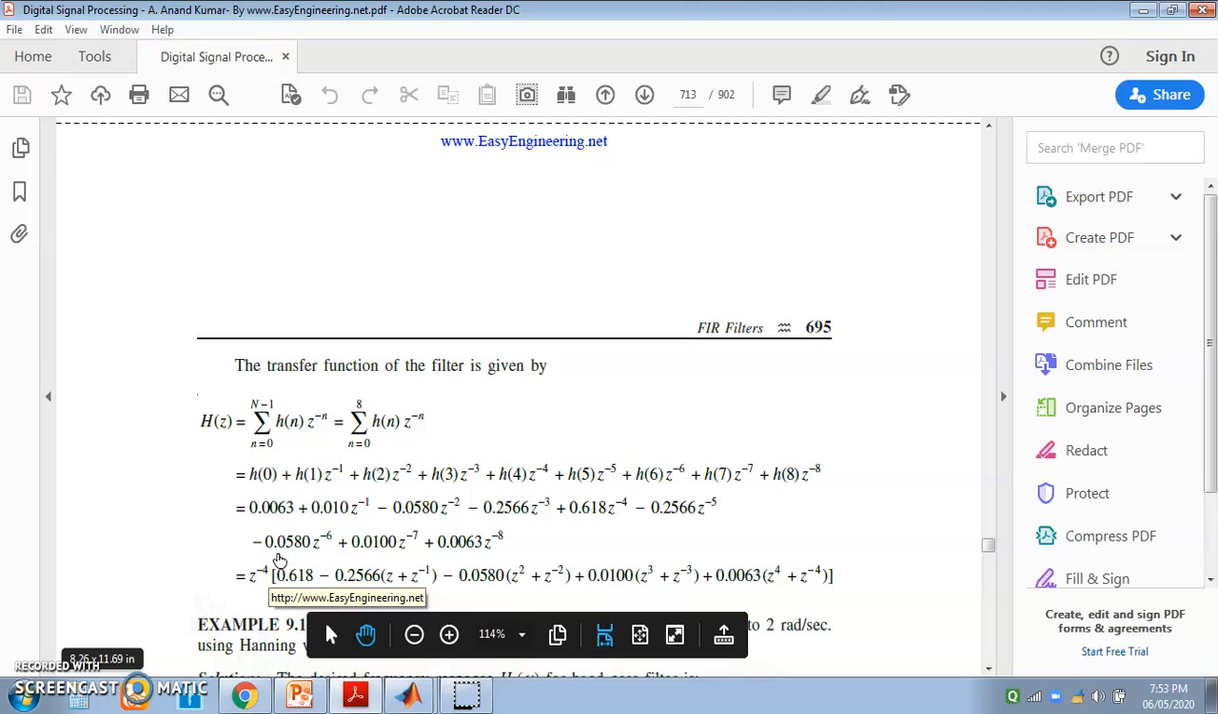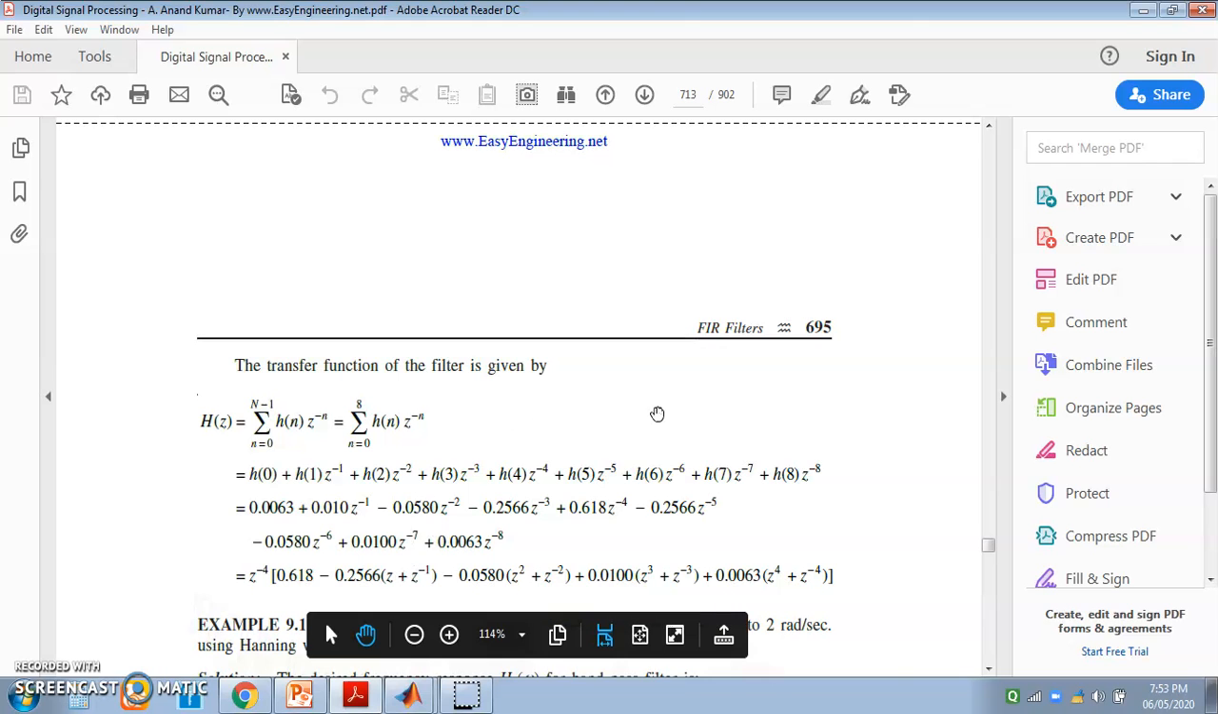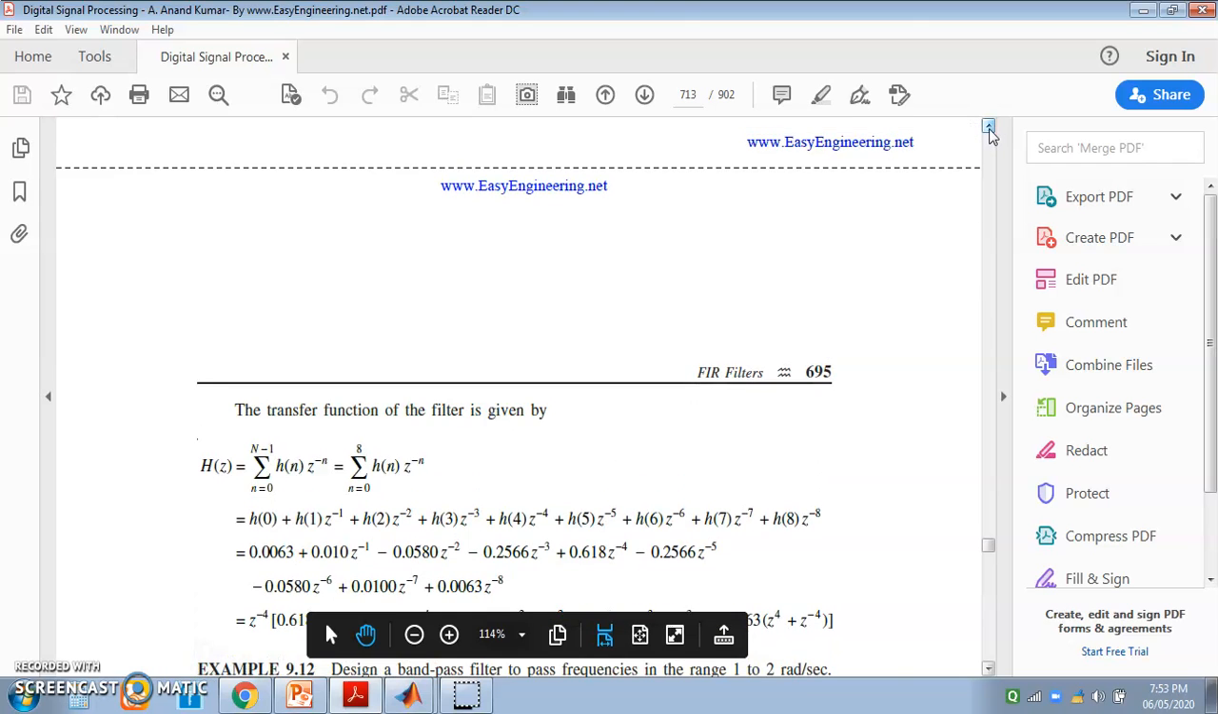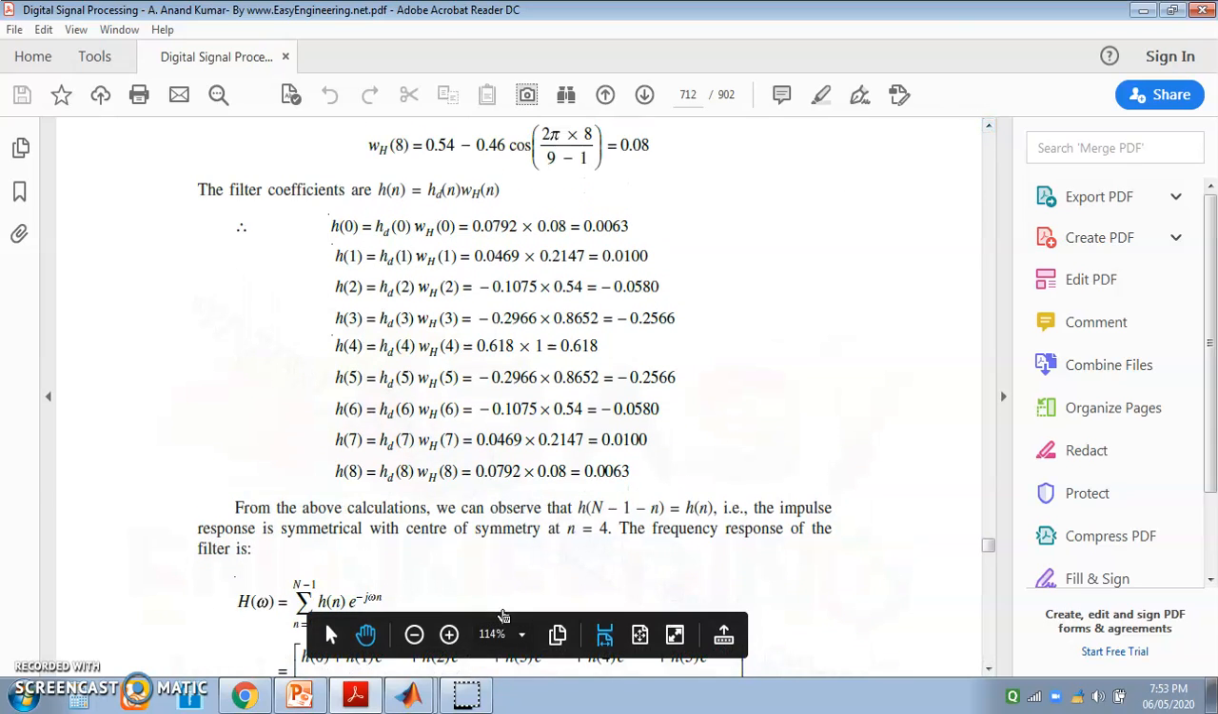So this is the z raised to minus alpha term, which is getting multiplied with all other terms, and here we know that z plus z inverse, z squared plus z raised to minus 2, all these terms are there because of the symmetric FIR filter. So this is about the theoretical solution. We can verify our answer by using MATLAB code. So let us switch to the MATLAB window.